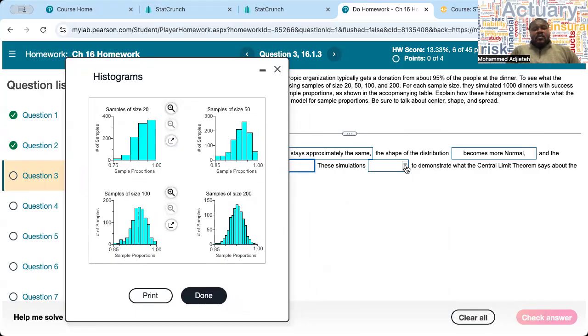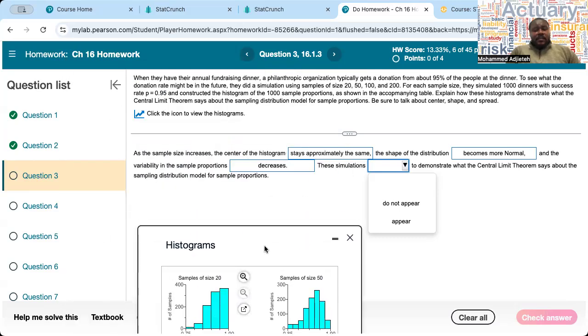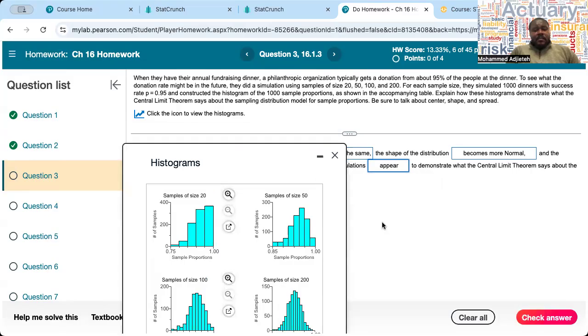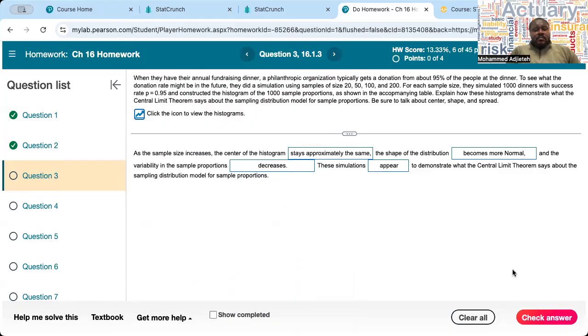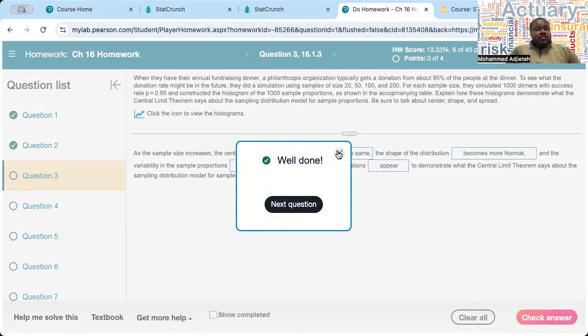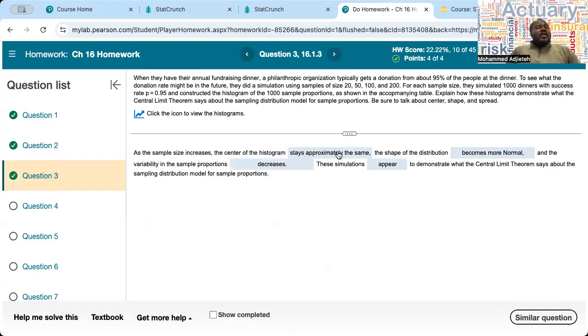And say they said this simulation, what does it do? It appeared to demonstrate the central limit theorem, right? So that is how to answer 1, 2, and then 3. Let's go back to our slides.